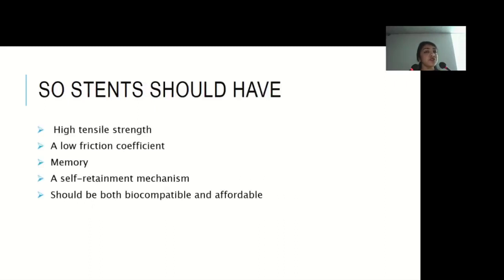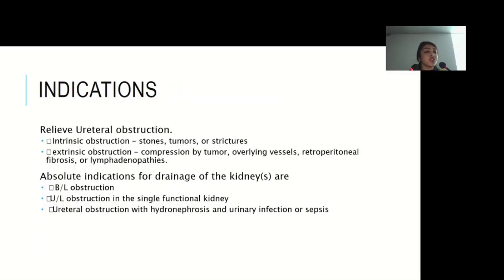The stents should have high tensile strength, low friction coefficient, a self-retaining mechanism, and should be biocompatible as well as affordable. So what are the indications for putting in a DJ stent? To relieve ureteral obstruction, whether intrinsic or extrinsic. Absolute indications for drainage of both kidneys are bilateral ureteric obstruction, unilateral ureteric obstruction in case of a single functioning kidney, ureteral obstruction with hydronephrosis, and sepsis.